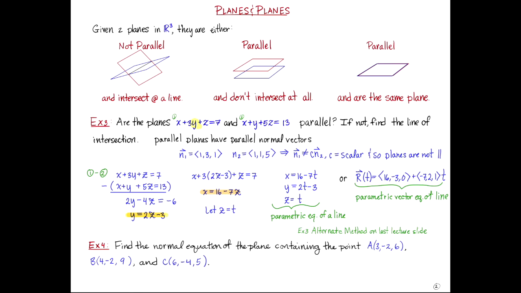In example 4, we want to find the normal equation of the plane containing the points A, B, and C. We know from our last lecture how to find the normal equation of a plane given a point and a normal vector. We also know how to find two vectors lying in the plane when we're given 3 points. But how do we go from two vectors lying in the plane to finding a normal vector to the plane? To do this, we have to use the cross product, which is what today's lecture is all about.